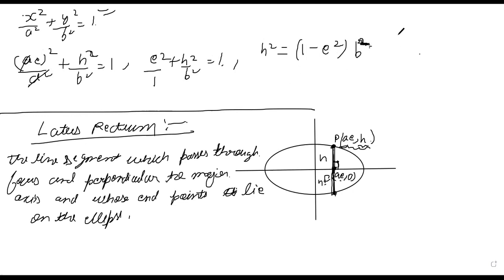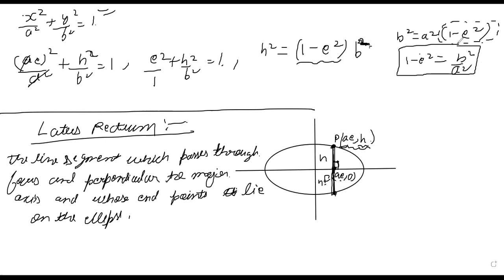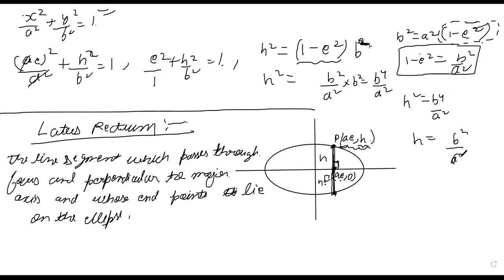Now we know the relation b square equals to a square into 1 minus e square. So in place of 1 minus e square, we can write b square by a square. So h square will come out to be b square by a square into b square, which is b raised to the power 4 upon a square. Okay, so if h square equals to b to the power 4 upon a square, then h will be what? b square upon a.